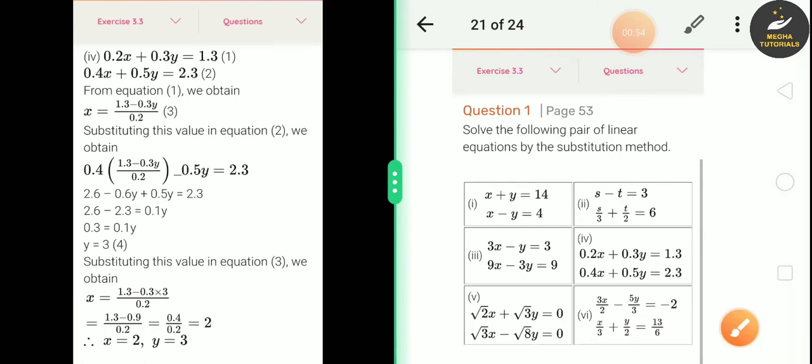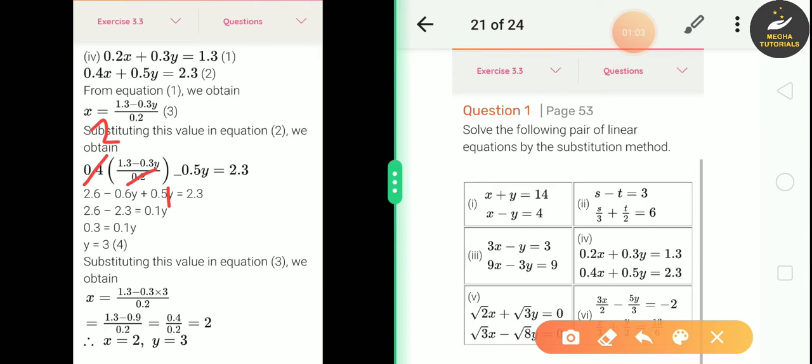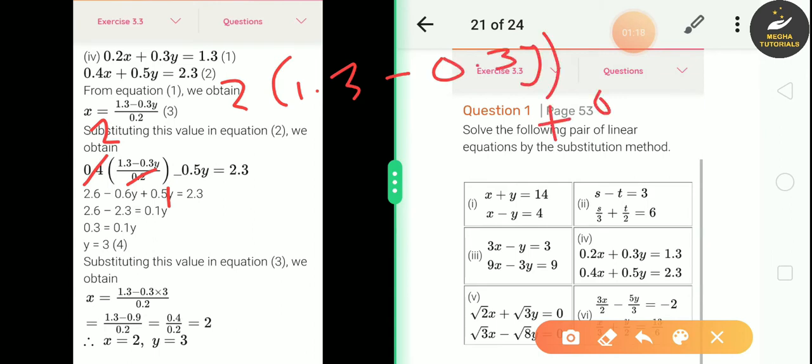So in the next step, 0.2 once in 0.2 and 0.2 twice in 0.4. So in the next step we can get 2 into (1.3 minus 0.3y) plus 0.5y is equal to 2.3.